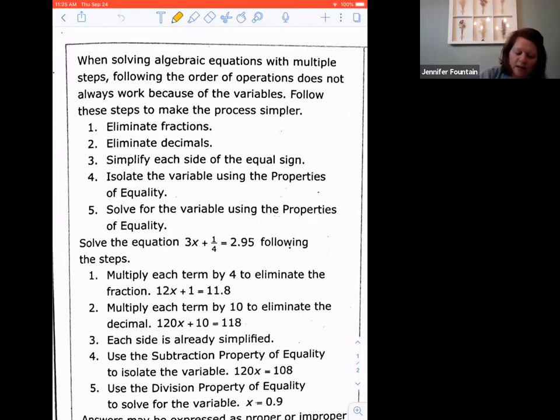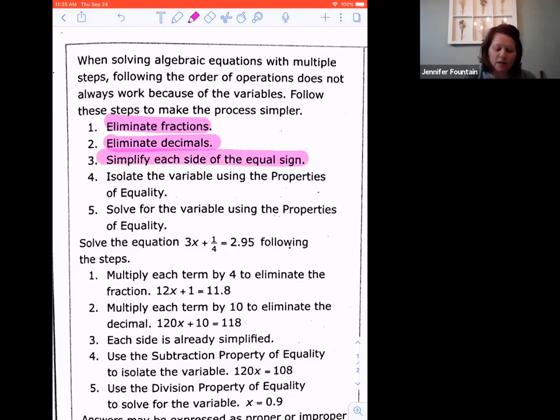It says when solving algebraic equations with multiple steps, following the order of operations does not always work because of the variables. Follow these steps to make the process simpler. Step 1, eliminate fractions. So if it has fractions in it, that's where you always start in an equation. Step 2, eliminate decimals. That's where we look at our powers of 10 to determine what we need to multiply by to be able to clear the decimals.